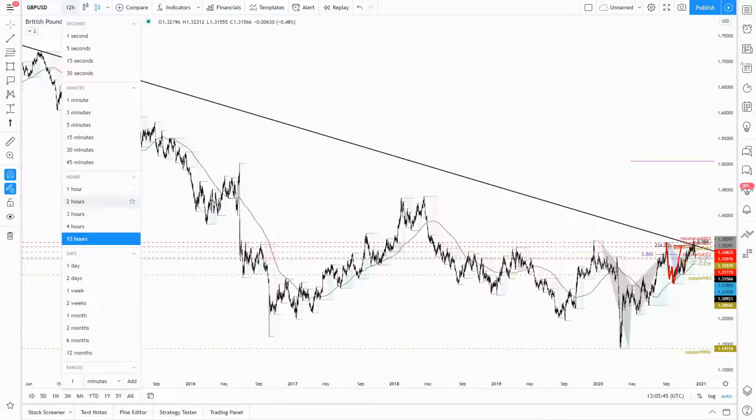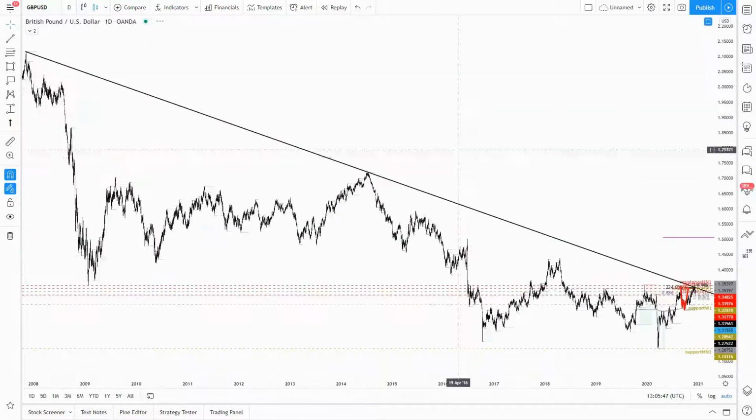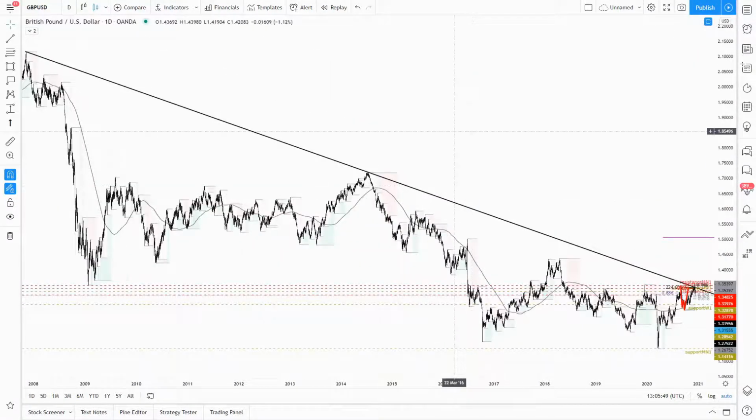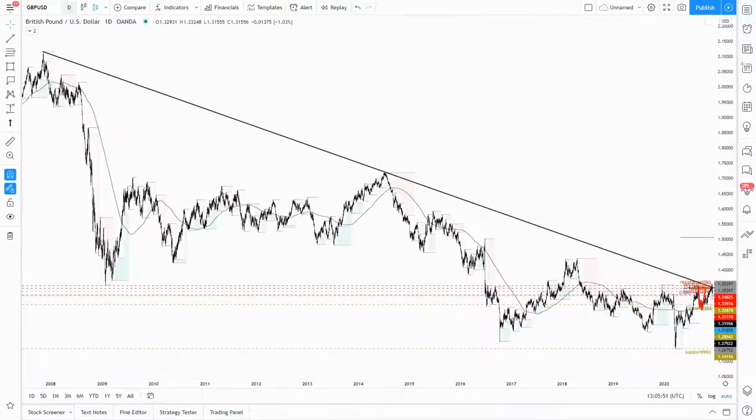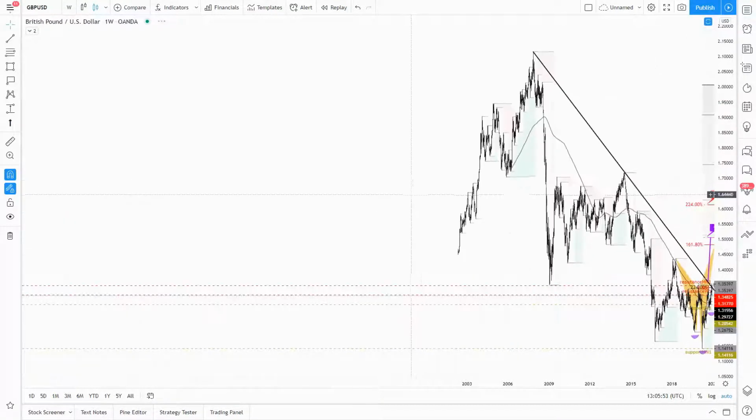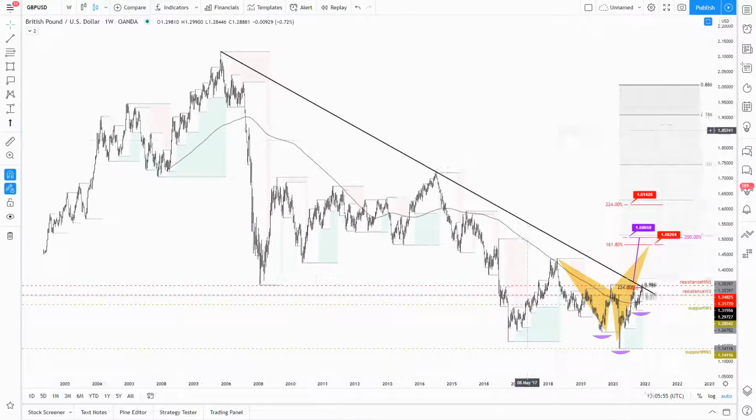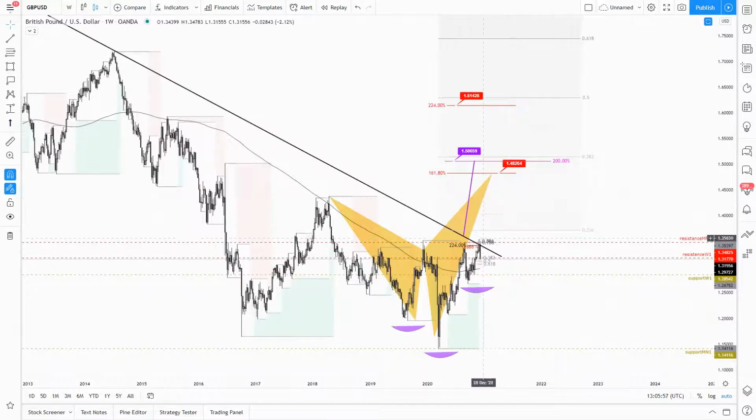The cable has found some interesting resistance. This is basically a trend line, or a potential trend line resistance, as I drew it. This is kind of a weekly trend line resistance covering these previous lows. So the price has found some pressure there. This is also the monthly fractal, as I shared before with you.